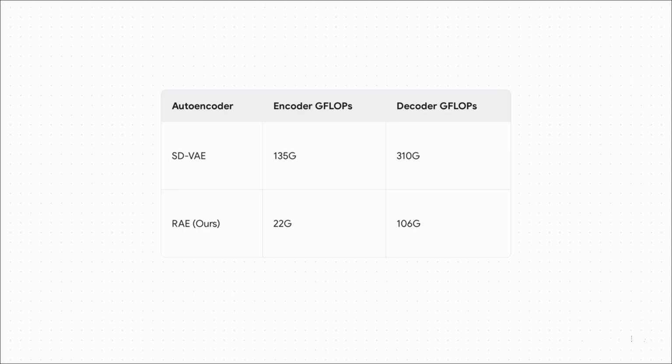And check this out. This slide really shows the raw inefficiency. Just look at the GFLOPs, which is basically a measure of how much computer power you need. The old SDVAE is a total gas guzzler. It needs about 6 times more power for its encoder and 3 times more for its decoder, compared to the new approach we're about to talk about. It's just burning energy for no reason.